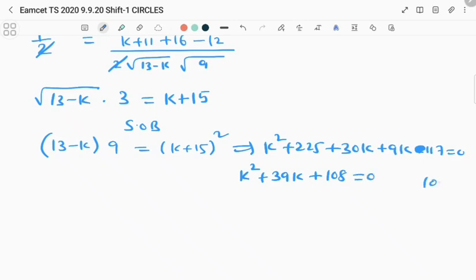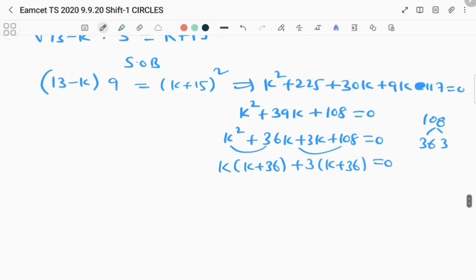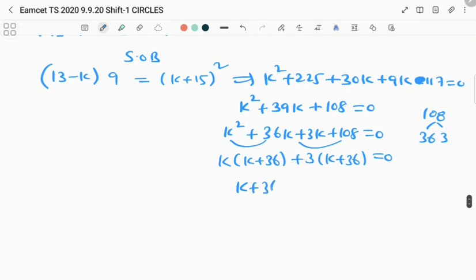So 108 factors, 36, 3s are 108, so 36 plus 3. K square plus 36K plus 3K plus 108 equal to 0. So K into K plus 36 plus 3 into K plus 36 equal to 0, so K plus 36 into K plus 3. So K equal to minus 3, K equal to minus 36.